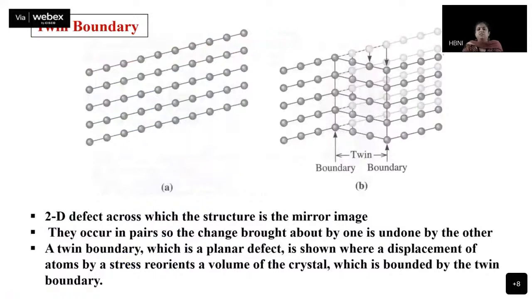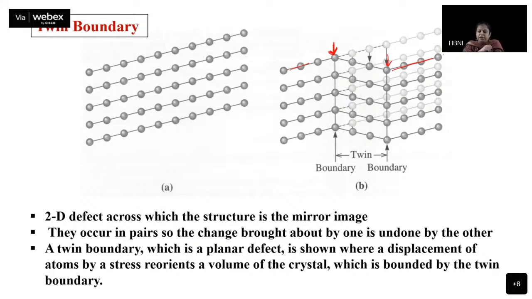Twin boundaries. Now, this is a very, very interesting defect. What happens is a twin boundary is a defect across which your structure is a mirror image of itself. Okay. It is only a region that gets deformed. And twin boundaries occur in pairs. So deformation brought about by this particular plane is actually undone by this particular plane.